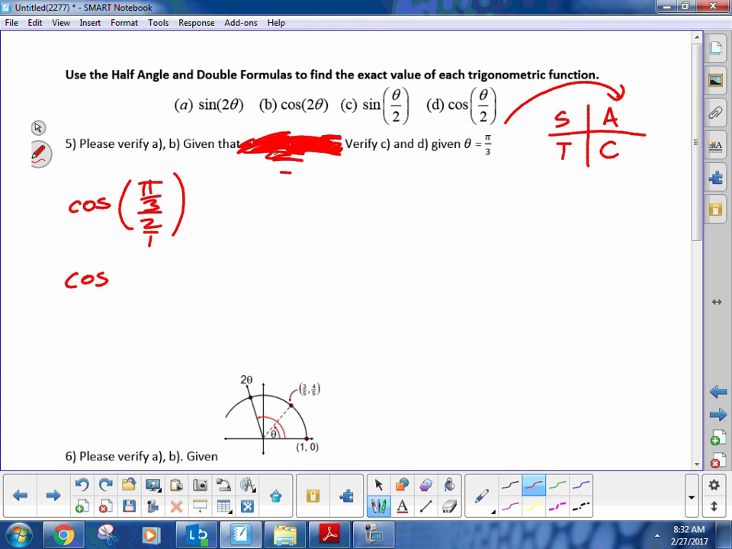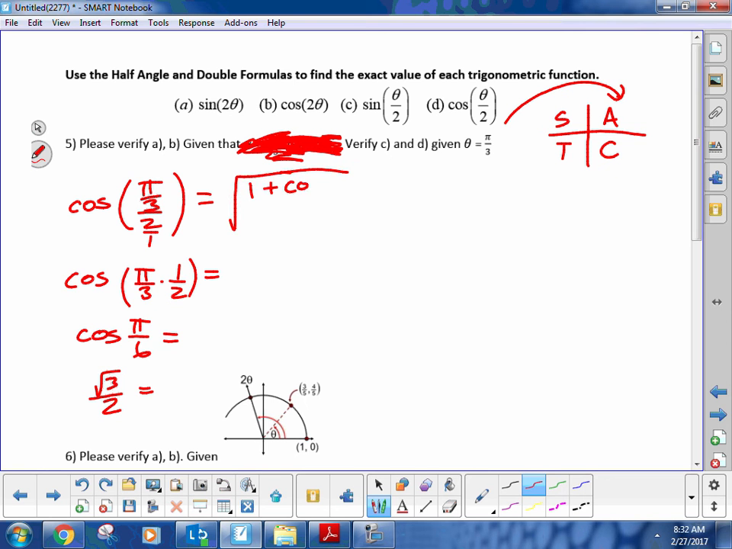Accentuate this because one of the things that's going to happen is going to be pi over 3 times 1/2. So we're looking for a cosine of pi over 6. And I know that cosine of pi over 6 is square root of 3 over 2. Again, you can get the solution by looking at the unit circle. All right, now one of the things I love is that with this one, we're going to do positive square root of 1 plus cosine of pi over 3 divided by 2.